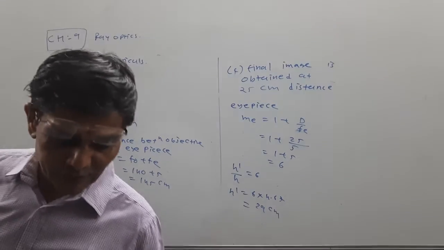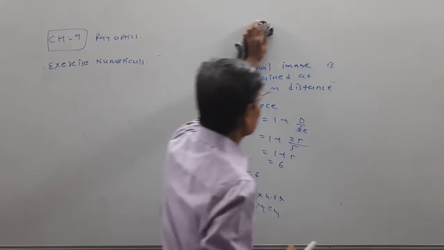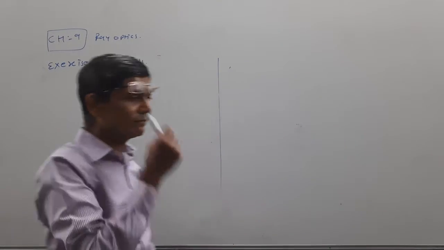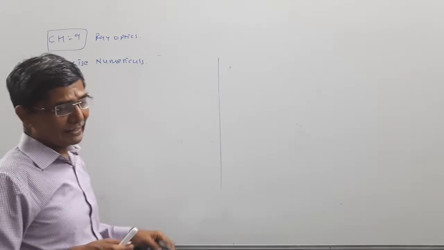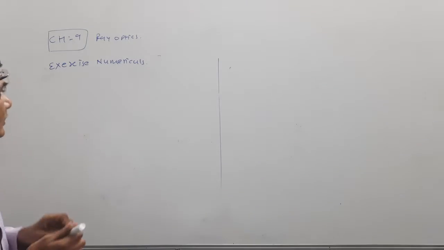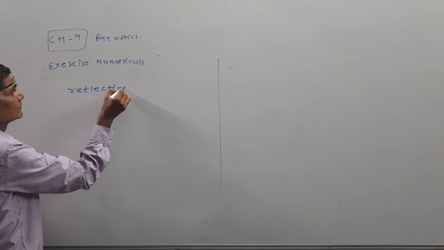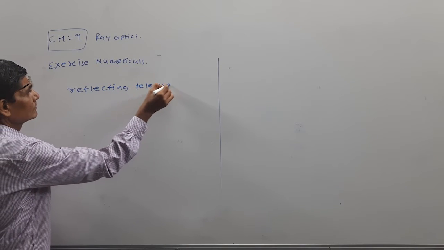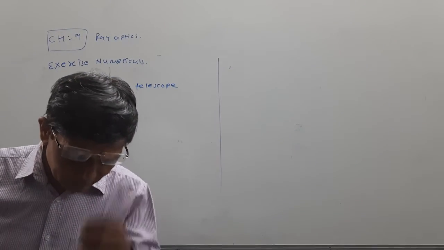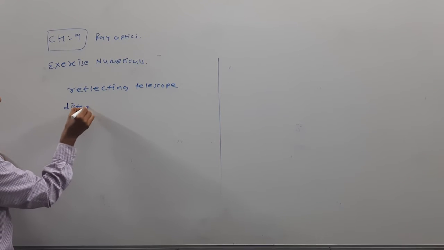Now see, the next topic is related to the reflecting type of telescope. We studied in the theory part, there are two types of telescope. One is the refracting telescope, which uses only lenses, whereas the reflecting telescope uses both lens and mirror. Now see, this is a Cassegrain or reflecting telescope. Two mirrors are there. See, the mirrors are separated by a 20 cm distance.